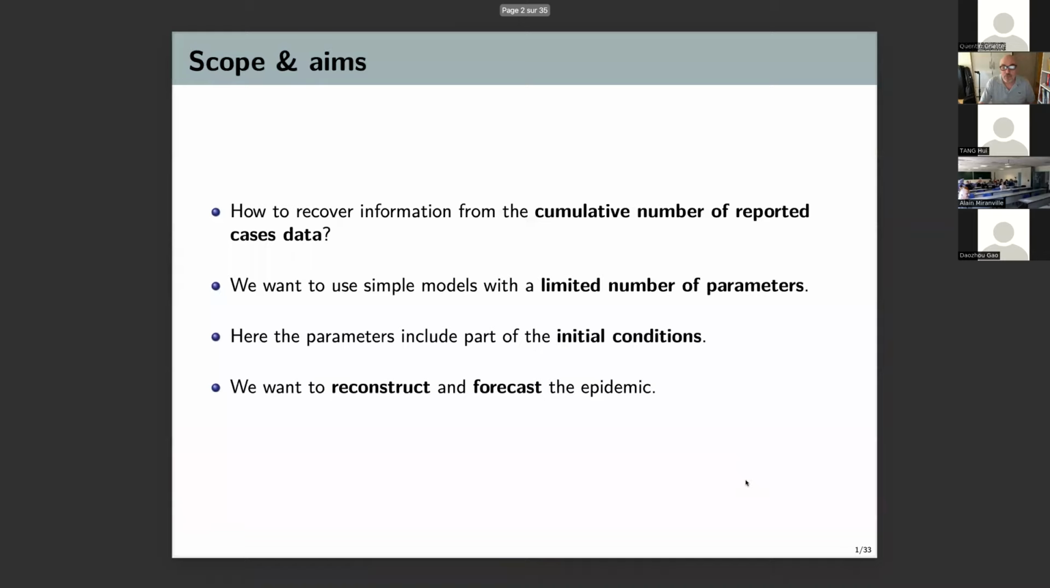So today I will try to respect the 30-minute talk rule. It is a brief description of several papers. The goal of this work was to deal with data for COVID-19. We want to consider the problem of identification of parameters for some simple model with a priori as limited a number of parameters as possible. An important aspect I want to emphasize today is the role of the initial condition in this process, which is very important, in fact. Our goal is to reconstruct and forecast an epidemic from the data.